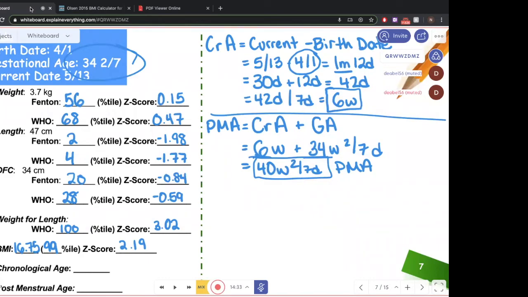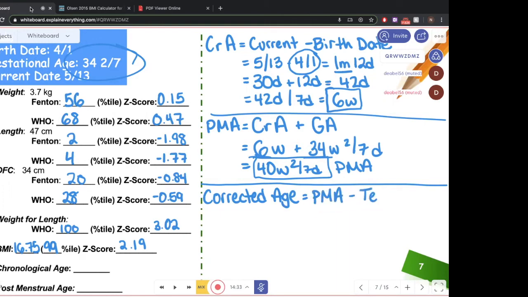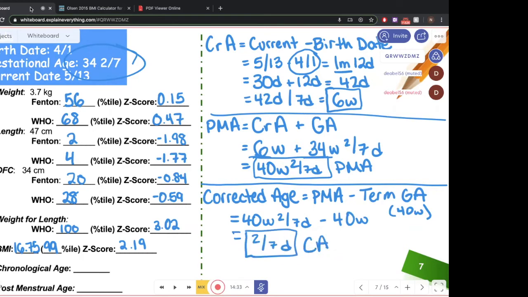Nick, that is great. Can you also explain now how to report this out in corrected age? Of course I can. Corrected age is the PMA minus the term gestational age, and generally that would mean 40 weeks. So we're going to have the PMA, which we just calculated, of 40 weeks and 7 days, minus the term 40 weeks. And that will give us 7 days corrected age. So it's really that simple. Let's just jot these down here.